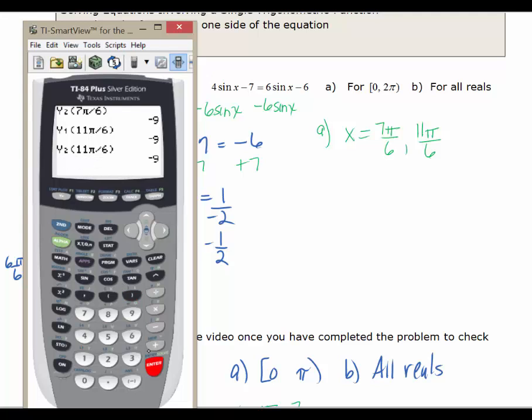So this is another strategy that you can use anytime you solve an equation. You can put the left-hand side into one of your y equals functions, and you can put the right-hand side into the other, and then use the vars key to evaluate. This is nice when you want to evaluate more than one solution.